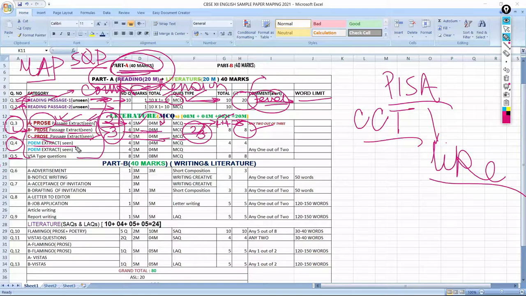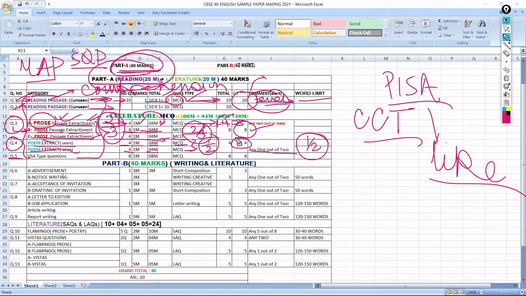And we will see the pattern in the question that we discuss a little later. 4 into 1, 4 MCQ type of questions. Second one also is the same poem extract, same passage. 4 into 1 equal to 4, MCQ type of question. There are 2, and you will have to go for only 1, any one out of the 2, so total mark will be 4. So, this is the mark for number 4.